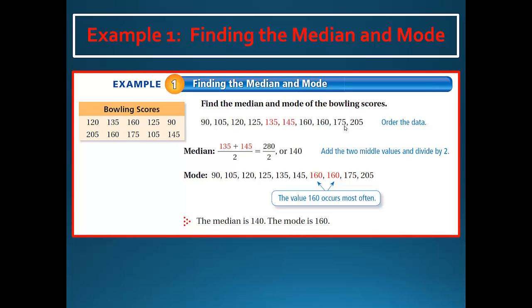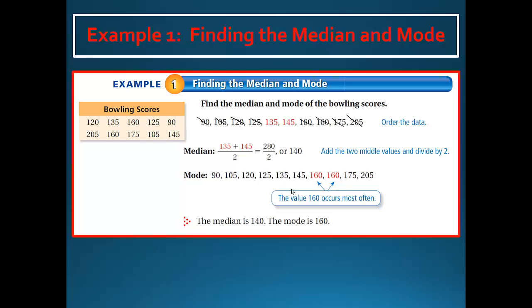In order for us to find the middle number, we can start at each end and take one away. So we could take 90 away and then 205. And then we could do one on each end again, 105 and 175. Continue doing this till we have a middle number or middle numbers. So 120 and 160, and then 125 and 160. And then you can see we have two middle numbers left. So you would add these two middle numbers up, and you would get 280. Divide the answer by 2, and you'll find out that the middle is 140.